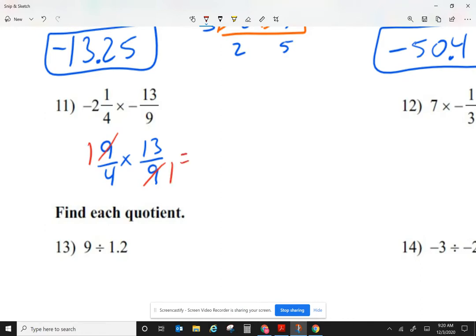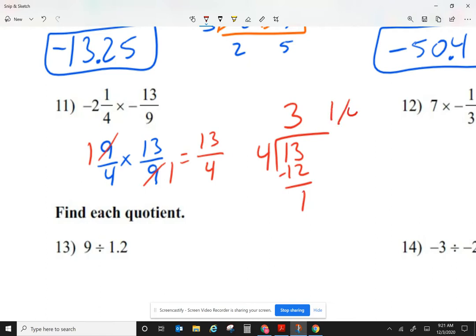Now, if I multiply my numbers on the top, I happen to have 13. If I multiply my numbers at the bottom, I have 4. If the number on the top was smaller, that would be nice. Because it is bigger, I have to divide. I'm going to go 13 divided by 4. Then I ask myself, how many times does 4 go into 13 without going over? Well, 3. 3 times 4 is 12. When I subtract this, my remainder is 1. So my fraction is going to be 1 over 4.